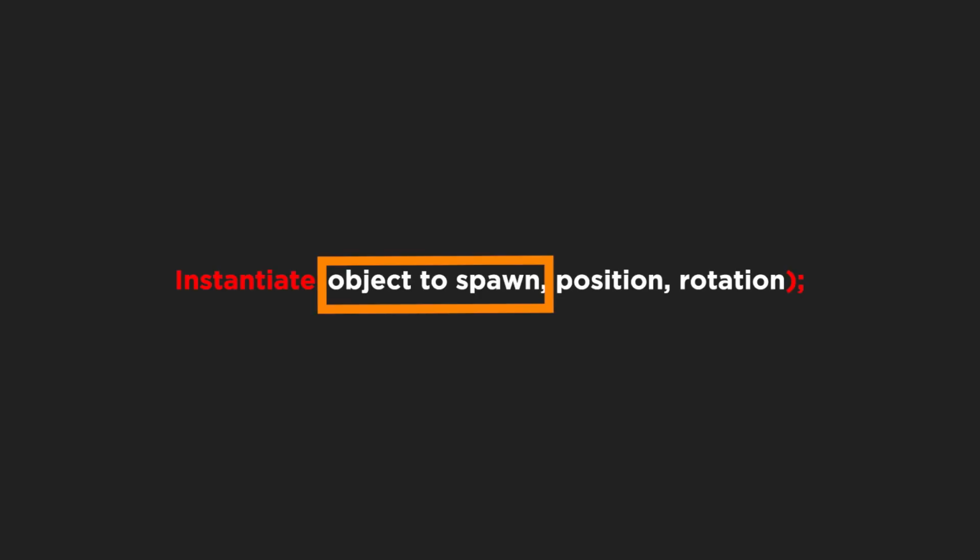Next, we use Instantiate. This line of code allows us to spawn out game objects on screen within our script. The syntax is very simple. We type the specific object we want to spawn, then we type its position, then we type its rotation, and end the line with a semicolon.